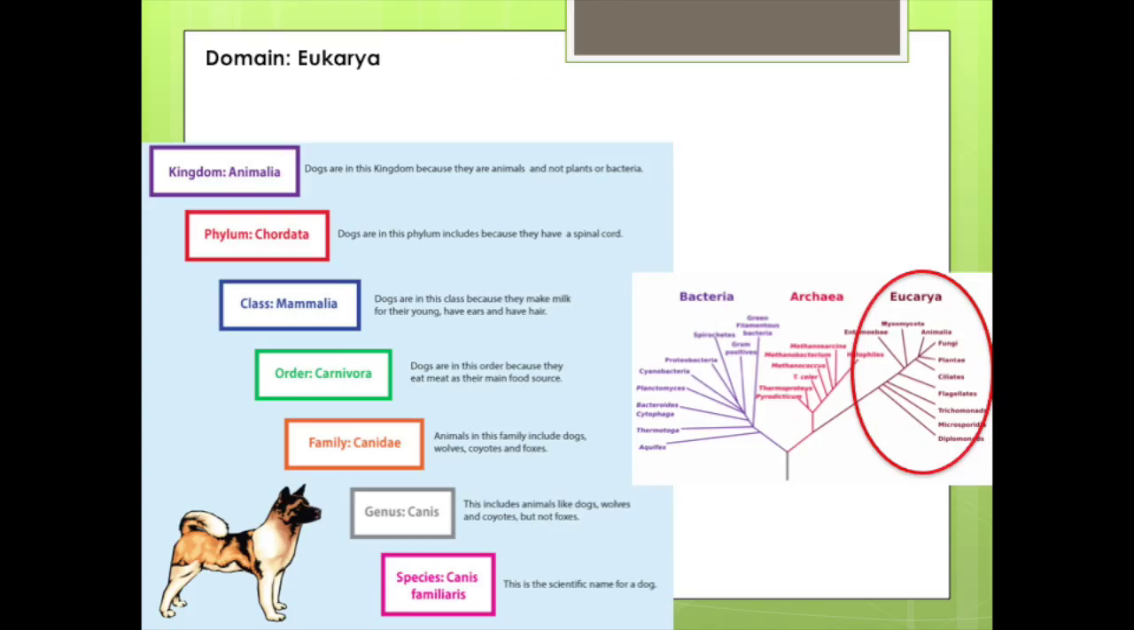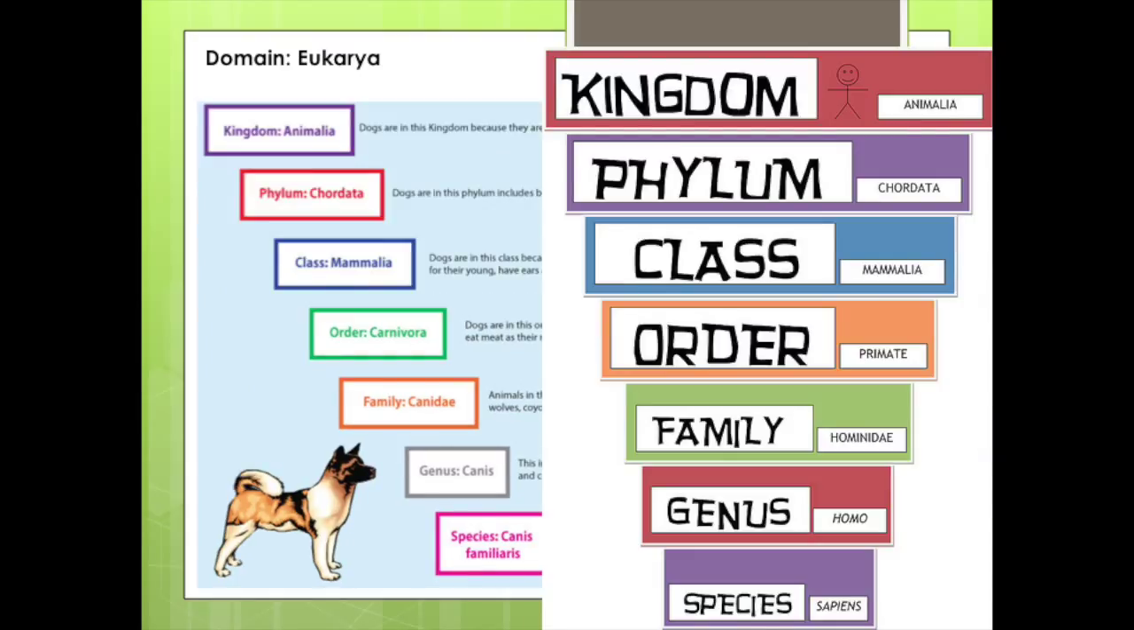So here's just a quick example of a species in the domain eukaryotes, or true nut, or having a nucleus. It's a dog, or Canis familiaris, which comes from the genus Canis, the family Canidae, order Carnivora, class Mammalia, phylum Chordata, and kingdom Animalia.